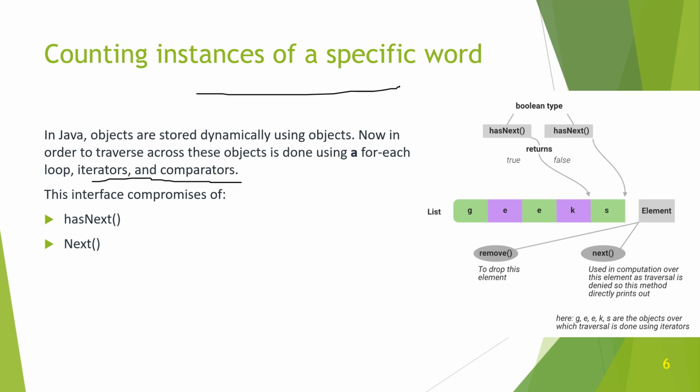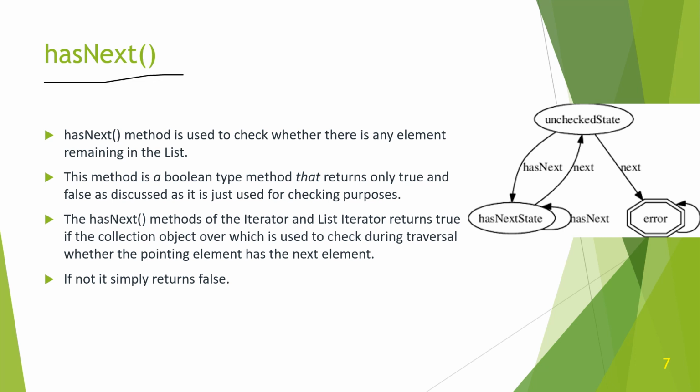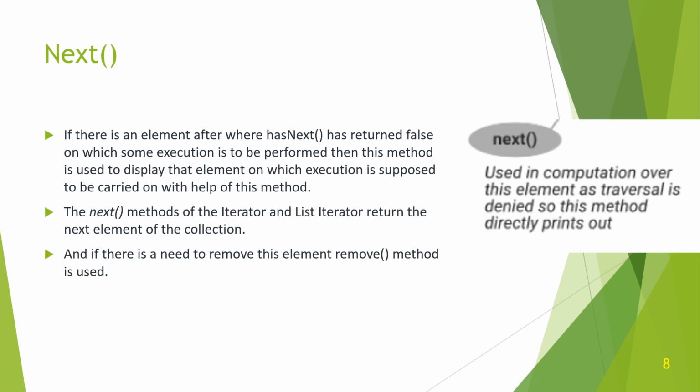This interface comprises hasNext and next. The hasNext method is used to check whether there is any element remaining in the list. This method is a Boolean type method that returns only true or false, as it is just used for checking purposes. The hasNext method of the Iterator and ListIterator returns true if the collection object over which it is used to check during traversal has a next element. If not, it simply returns false.